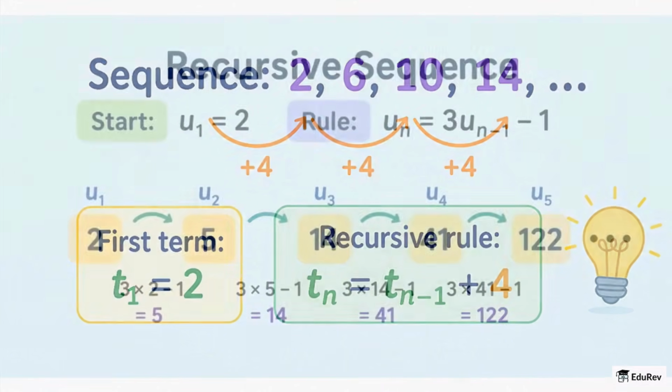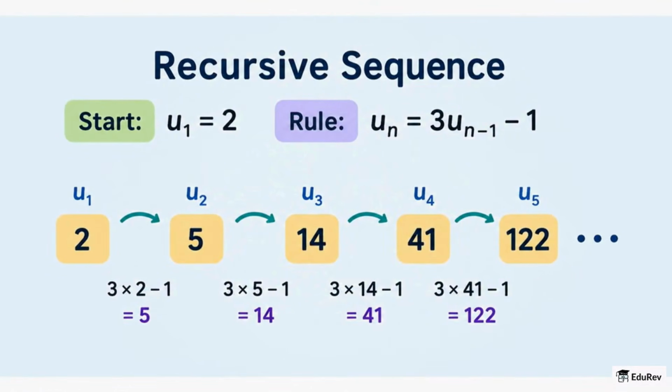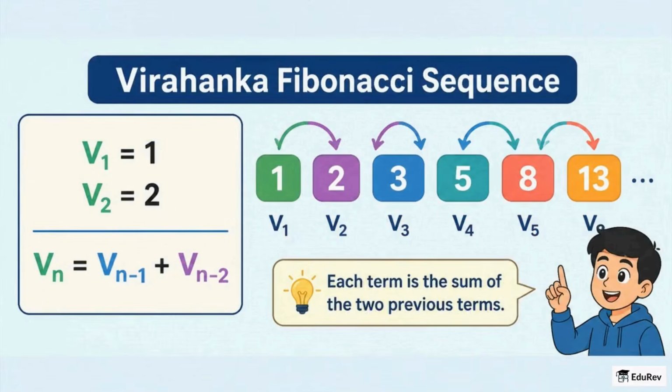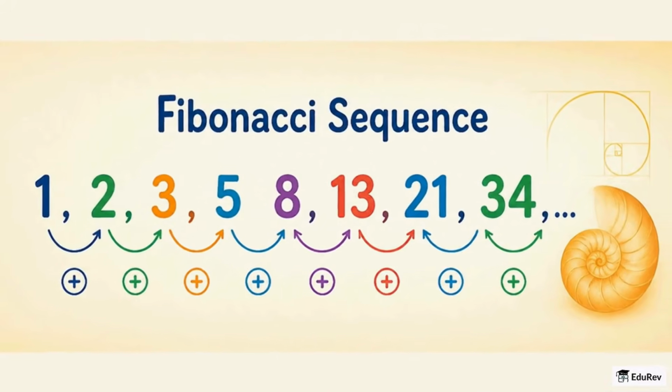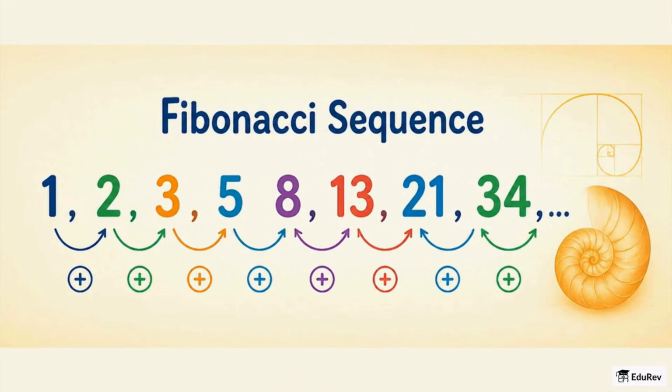Another recursive example starts u sub 1 equals 2 and u sub n equals 3 times u sub n minus 1 minus 1, producing 2, 5, 14, 41 and so on. A famous recursive sequence is the Virahanka-Fibonacci sequence, where v sub 1 equals 1 and v sub 2 equals 2 and v sub n equals v sub n minus 1 plus v sub n minus 2. This gives 1, 2, 3, 5, 8, 13, 21, 34 and so on.